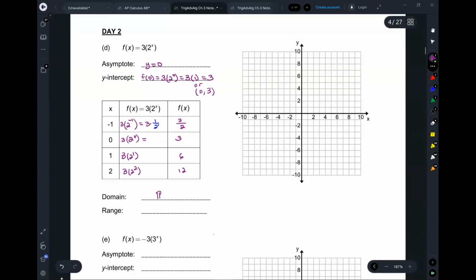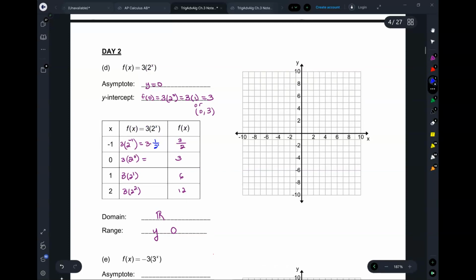Okay? All right. So domain was what for these? All real numbers. So the range, remember, it has to be y, and it has to be compared to the horizontal asymptote, which is 0. So now we just have to decide if this is greater than 0 or less than 0. If we go back to the original function, you notice, right, 3 times 2 to the power of x, the coefficient at the very front is positive. We have a positive 3, not a negative 3. And we said last time, if it's positive, would it be greater than or less than the asymptote? Correct, greater than.